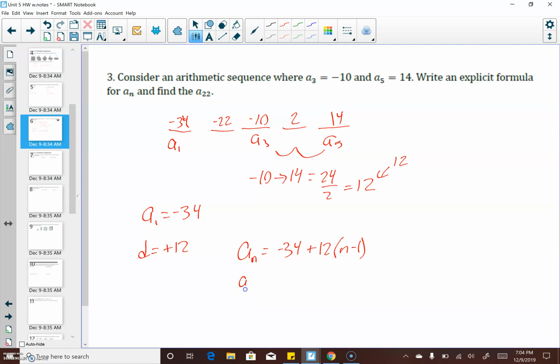If we want to find the 22nd term, all we're going to do is plug in a 22 for n. So if we do 12 times 21, we get 252. We subtract 34 from that, and we are going to get a 22nd term of 218.